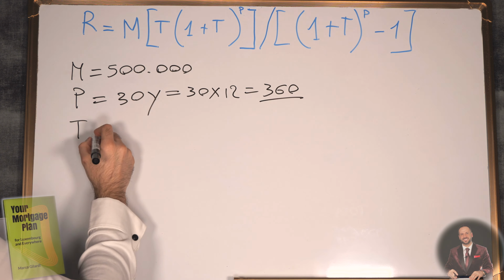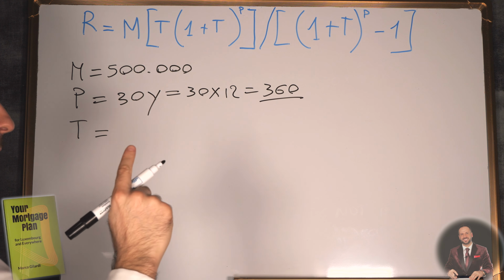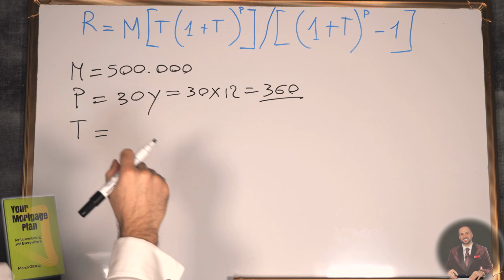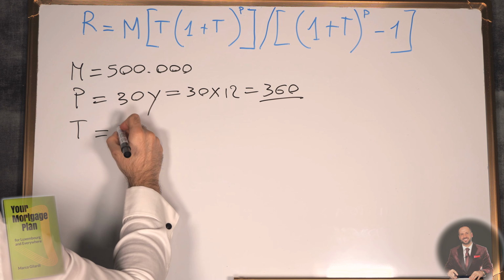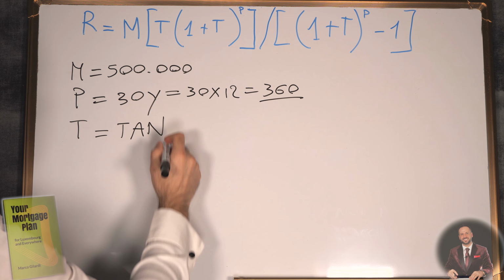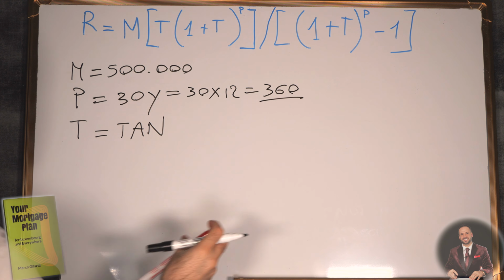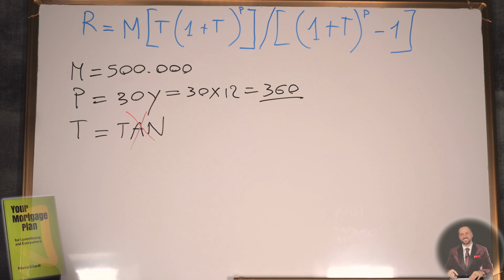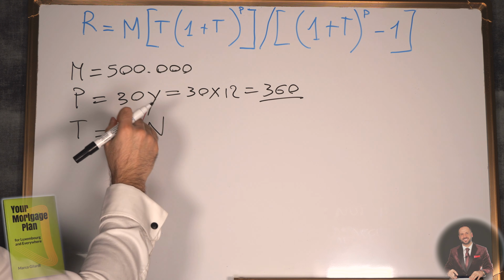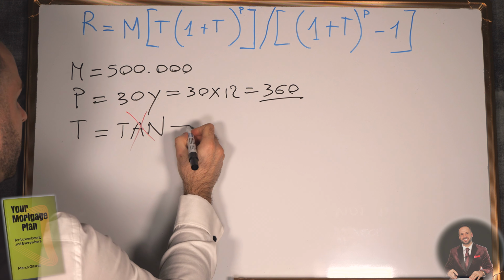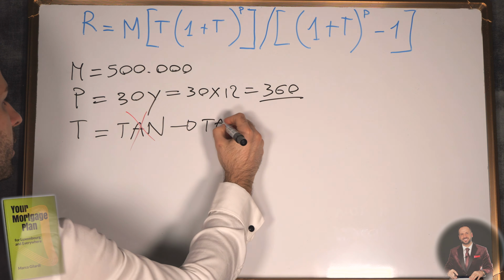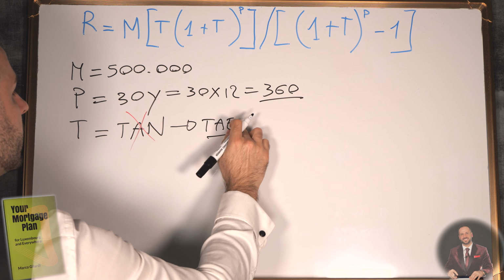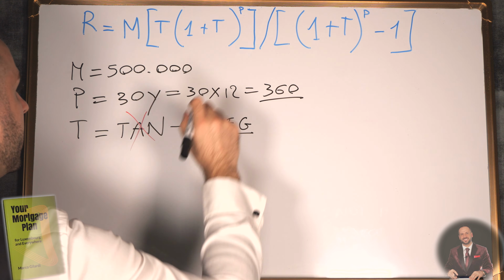Then we have the interest rate. Be aware that it should be the TAEG. So if the bank gives the TAN, that's wrong. They should not give this one, because it will not be the final one you are going to pay. They have to give you the TAEG. Okay? With this you can correctly calculate this part.